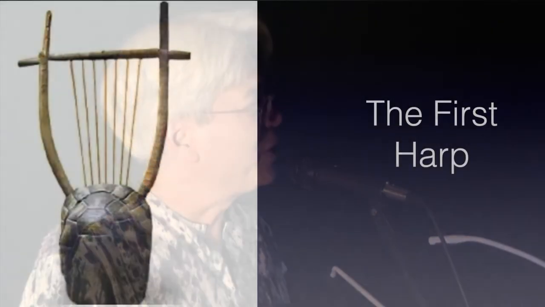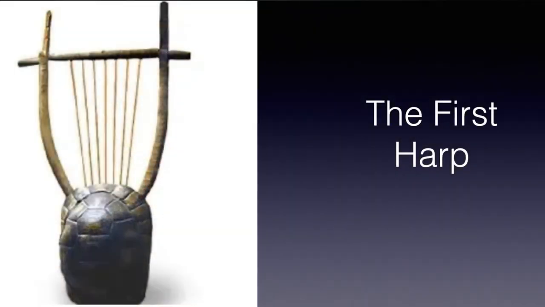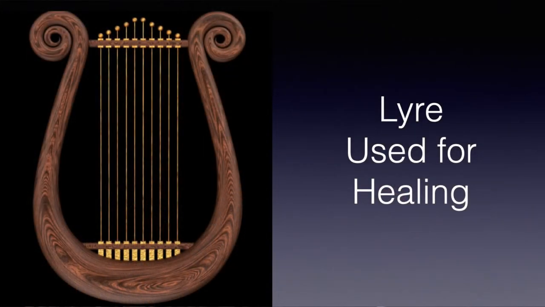And here we have a turtle shell, and we have a couple little elk horns. And this was our first harp, and I'm actually building one of these. Just don't ask me why. I just think harps are great, and I wanted to go back to the very basics. And so that turtle shell harp kind of evolved into the lyre, and then another beautiful harp.